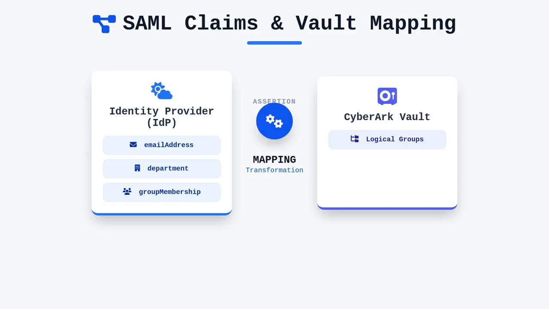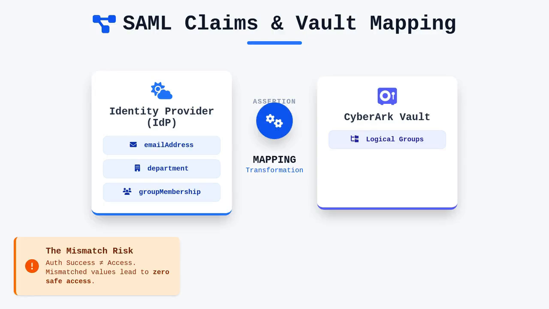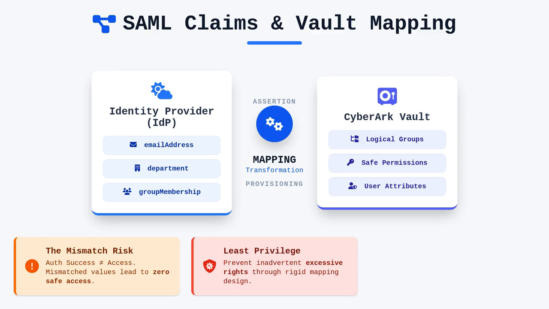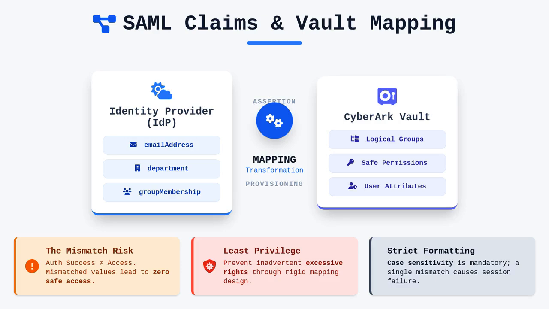If there is a mismatch between the attribute values provided by the IDP and the group names defined within the CyberArk platform, the user might authenticate successfully but end up with no access to any safes. You should design these mappings with a focus on least privilege, ensuring that IDP-provided group assignments do not inadvertently grant excessive rights. Consistent attribute formatting is mandatory, as even a simple case sensitivity mismatch can cause systemic failures during the provisioning of user sessions.